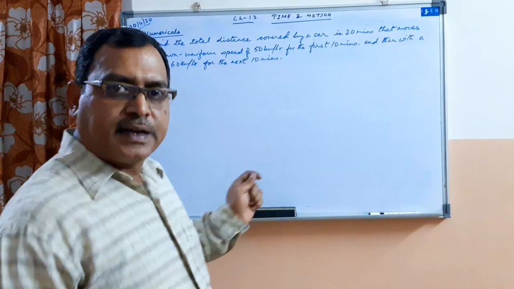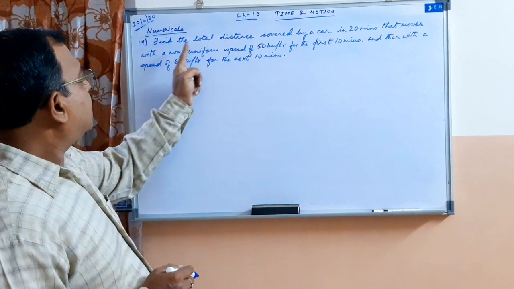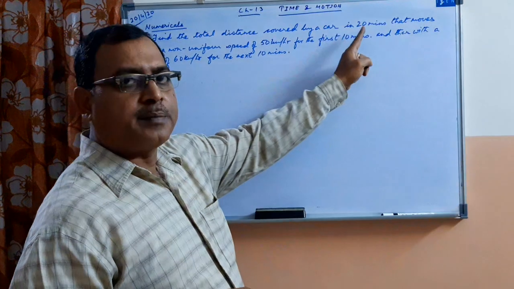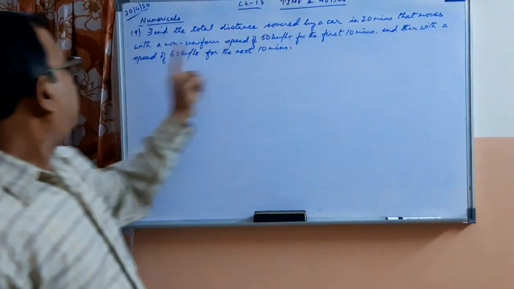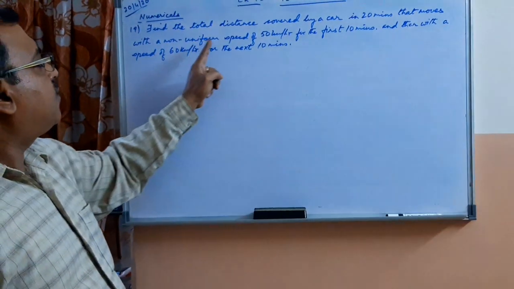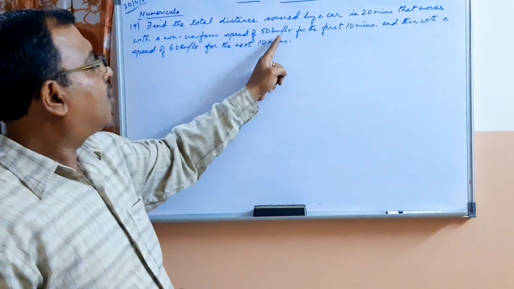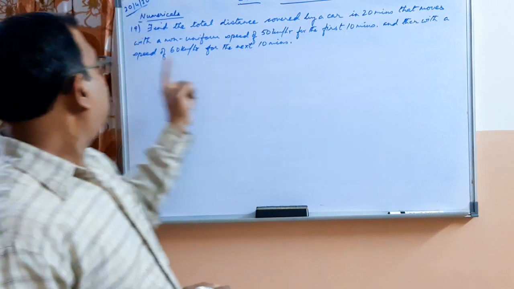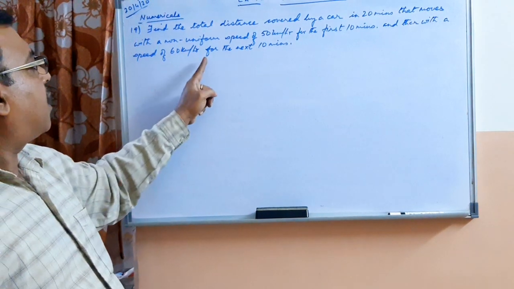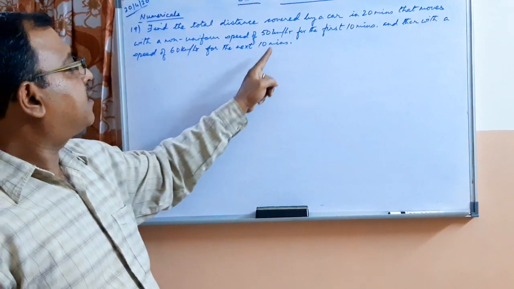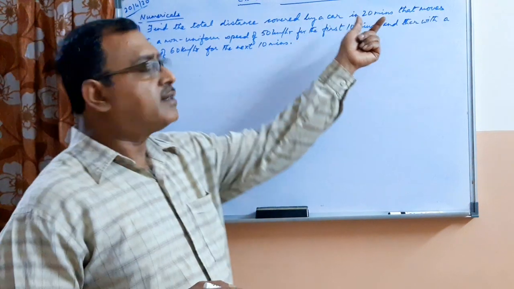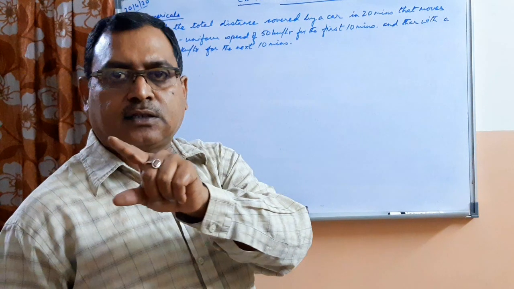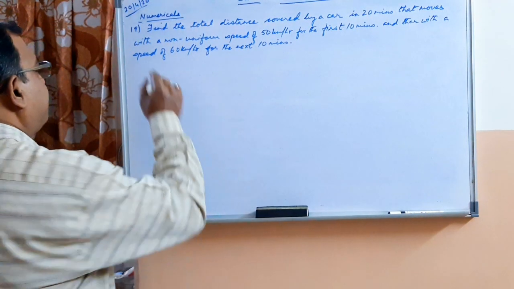So children, the next question: find the total distance covered by a car in 20 minutes that moves with a non-uniform speed of 50 km per hour for the first 10 minutes and then with a speed of 60 km per hour for the next 10 minutes. So 20 minutes has been divided into two parts. First 10 minutes, then again second 10 minutes. So here is the answer.